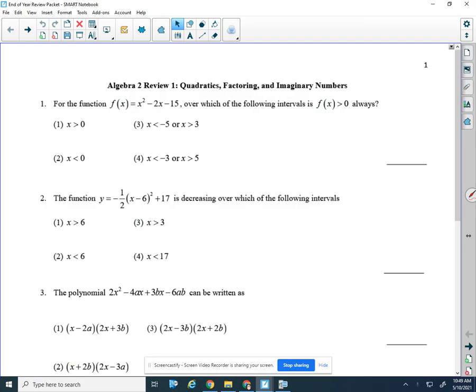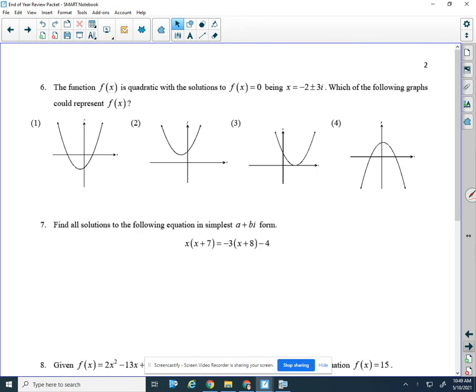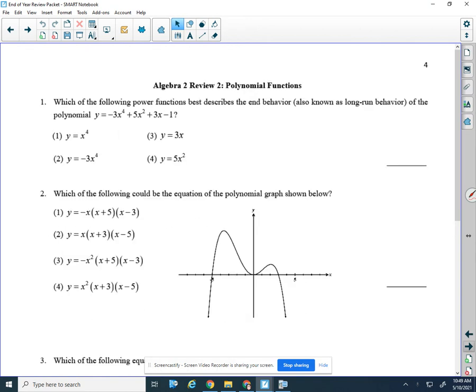Welcome back to day 2 of our final exam review. We are on page 4. We're working with polynomial functions.